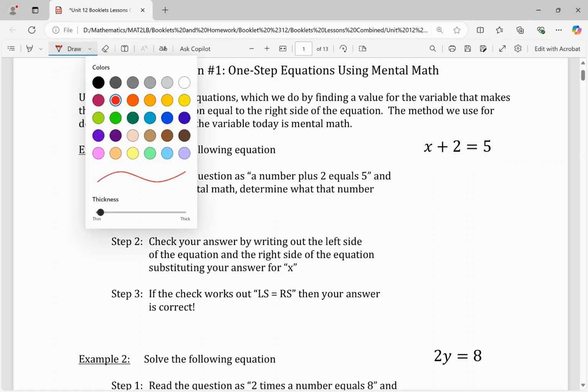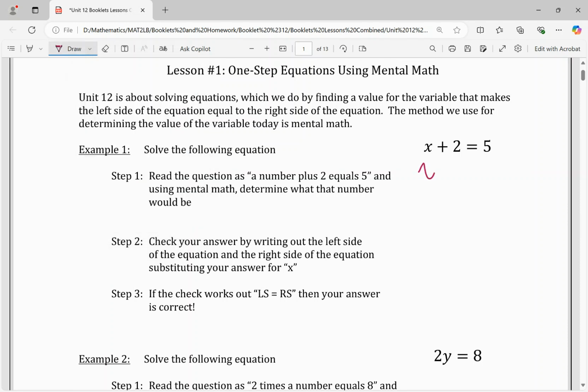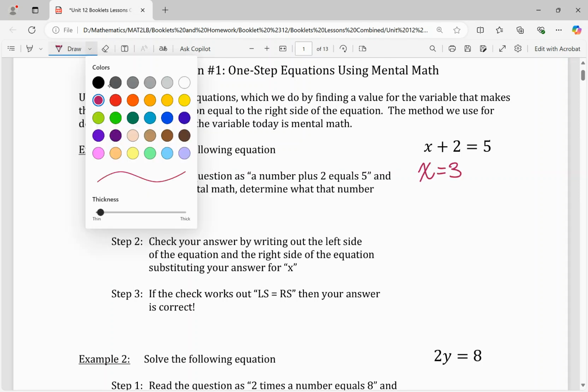Now, I'm sure that a lot of students can look at this and say, yep, I understand that if I plug in 3 for x, then this will work. You can visualize that 3 plus 2 is what is going to equal 5. Now, if you struggle to see that, then there are a couple strategies that you can use, right?